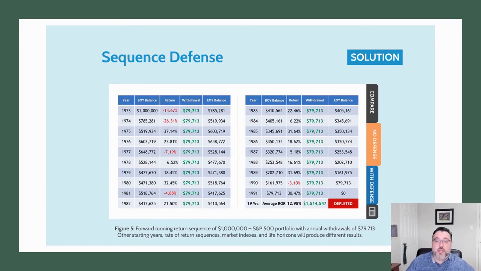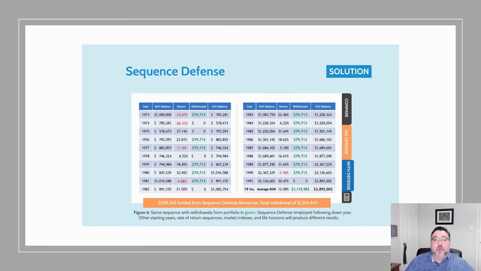And again, you can see here that after the 19th year period, the individual would have depleted all their funds, and they would have taken out a total of $1.5 million with an annualized return of 12.98%. Now here you're going to see what happens to your retirement portfolio from 1973 to 1991 if we implement the sequence defense strategy.